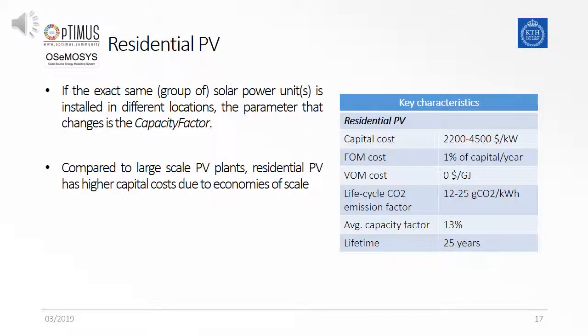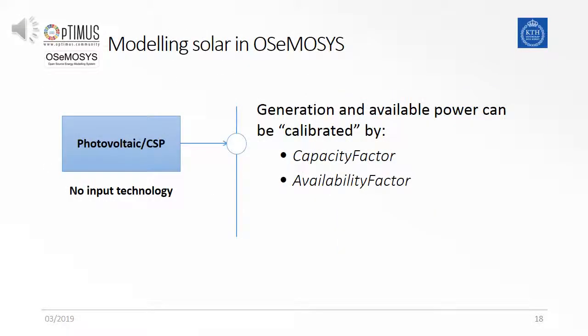For residential PV, again, if the exact same group of solar power units is installed in different locations, the parameter that changes is the capacity factor. Compared to large-scale PV power plants, residential PV has, in general, higher capital costs due to economies of scale. Practically, this would mean, for example, that we have capital costs of $2,200 to $4,500 per kilowatt. Just as with wind, for photovoltaics or CSP, no input technology is necessary, as we do not model the sun. However, generation and available power can be calibrated by using capacity factor and availability factor.